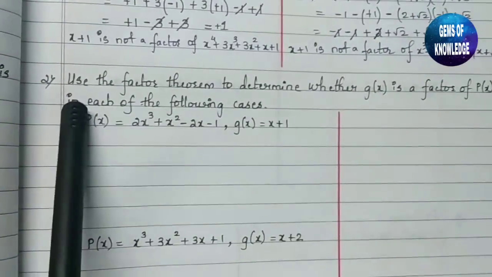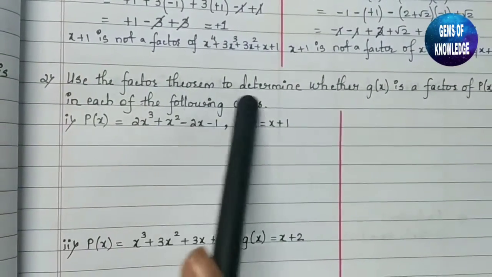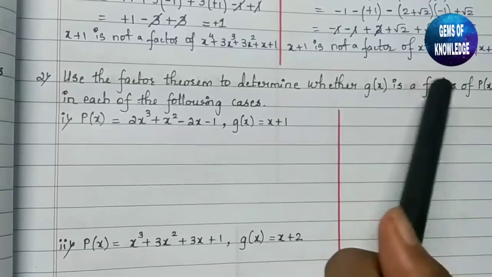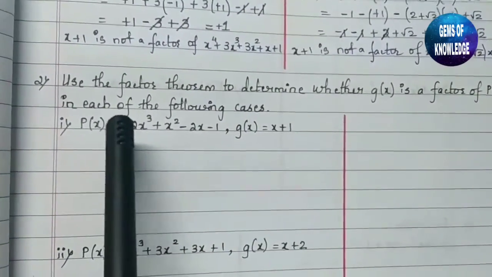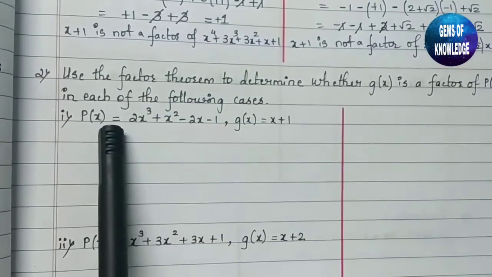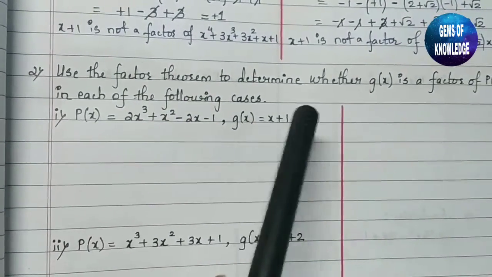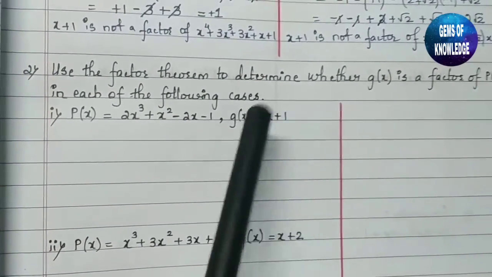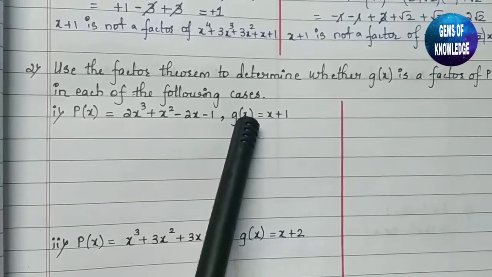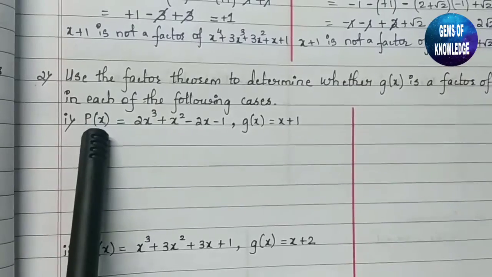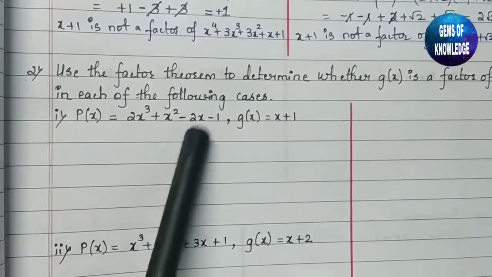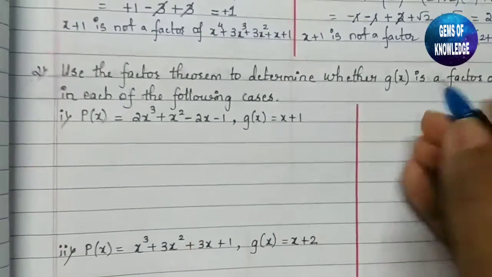Okay, so you can see the next question here. Use the factor theorem to determine whether g of x is a factor of p of x in each of the following cases. Okay, so here you can see two terms have been given. One is p of x and one is g of x. So using this g of x, we should find out the value of x, and that value of x we should substitute into this x, and we have to find the value of this p of x. So let us do this.